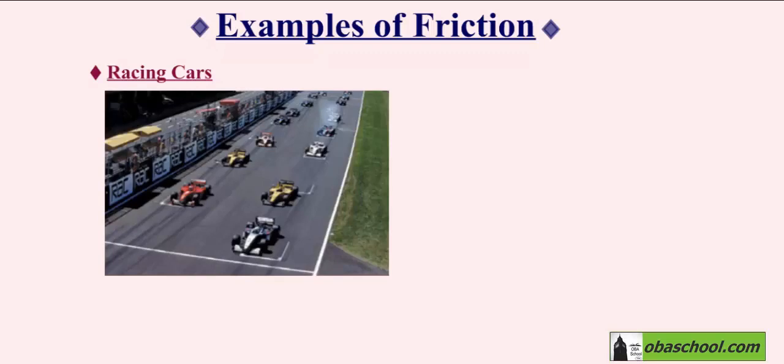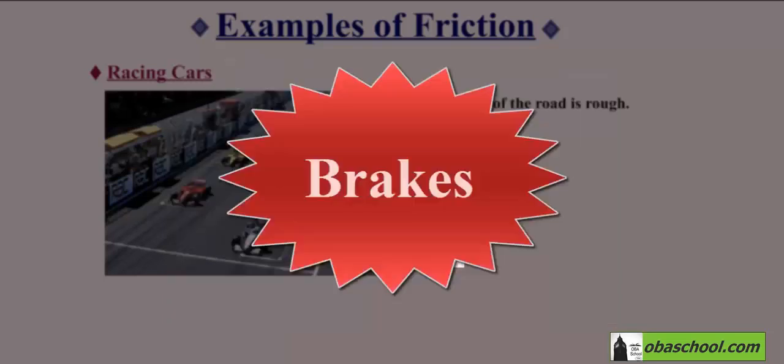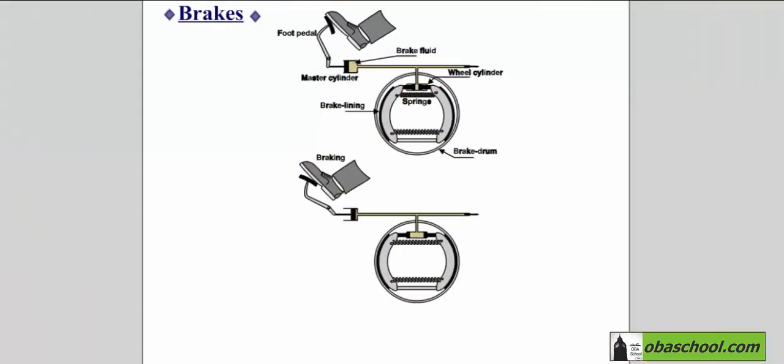The second example is racing cars. Usually the surface of the road is rough. This means that there is high friction, but there are other components in the car that reduce friction to control its speed. This system is called the brake system. To understand more how this system works, let's see this figure.